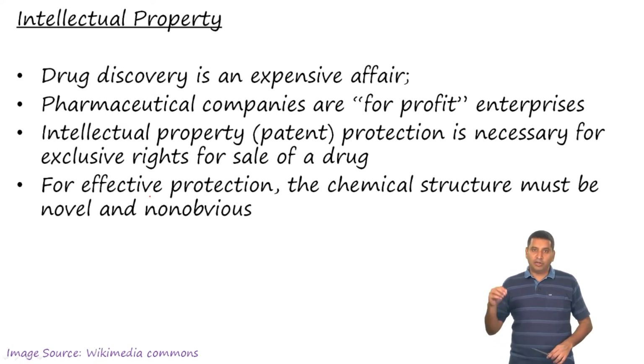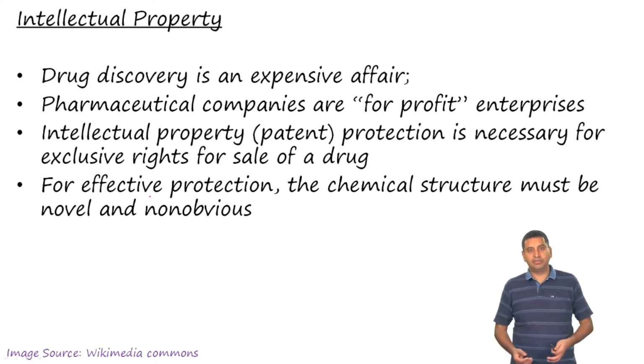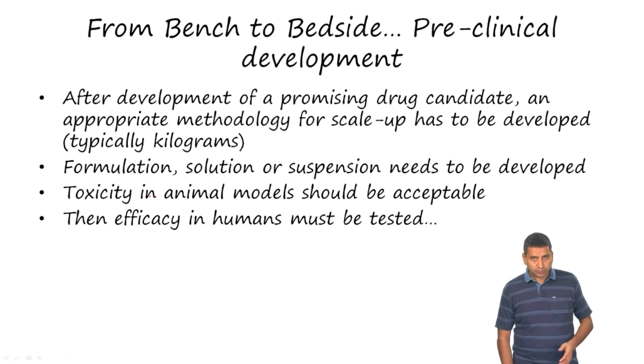However, for effective protection, the chemical structure must be novel, and it should not be an obvious extension of what has already been previously discovered. We will not deal too much with intellectual property in this course, but suffice to say that it is a very important part of drug discovery, and if you make an obvious extension to a known drug, it becomes very difficult to obtain protection under the intellectual property laws.